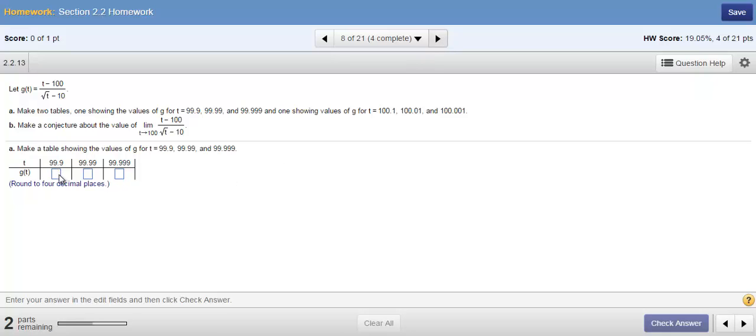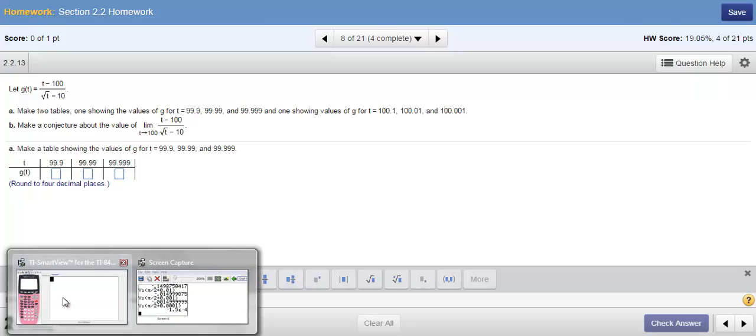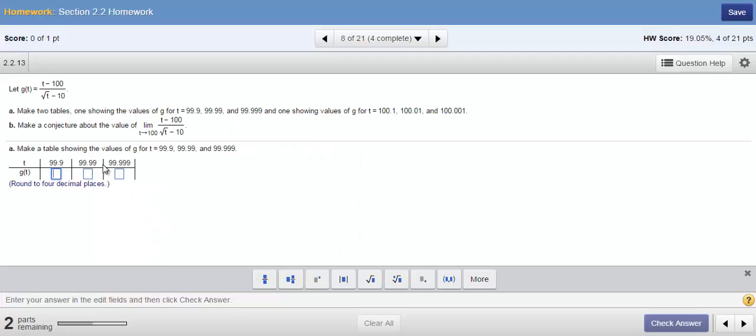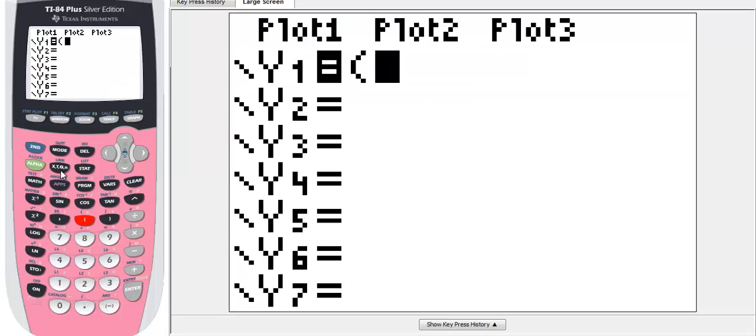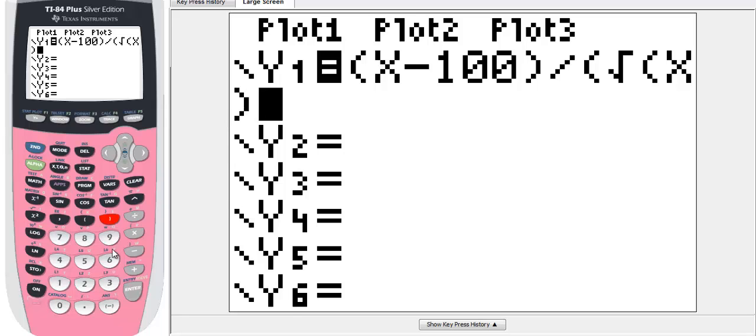Here, it says make a table of values. So we have this function t minus 100 over the square root of t minus 10. Again, this is a lot like what we did a second ago with the average velocity problem. So x minus 100, divided by, let me close it, parenthesis, square root of x. Now, if you're in the old system, make sure you close that. If you're in the new system, make sure to arrow out.